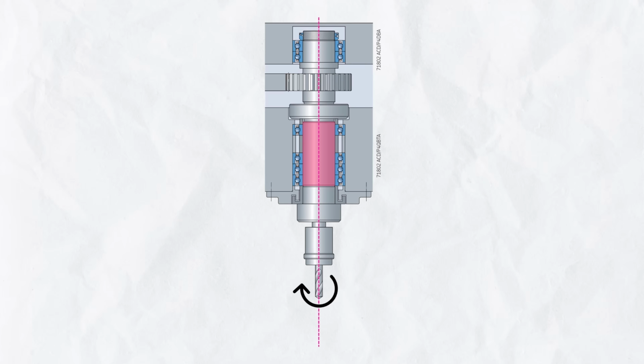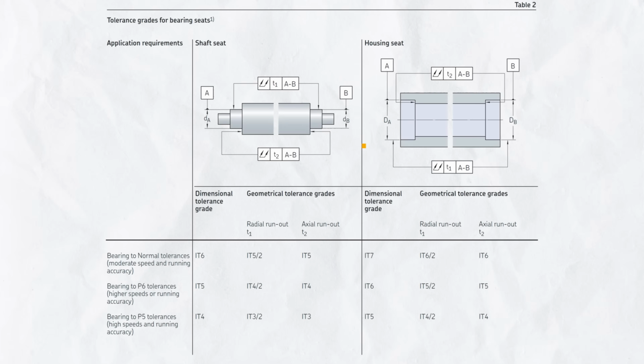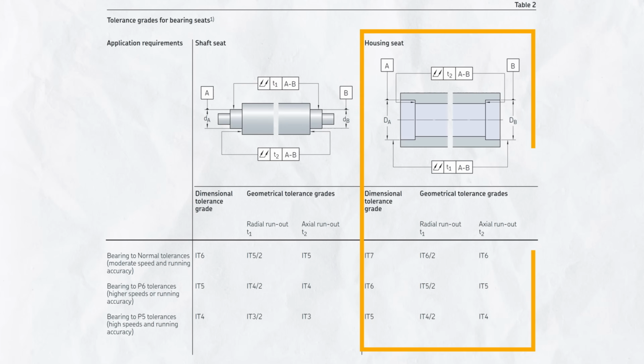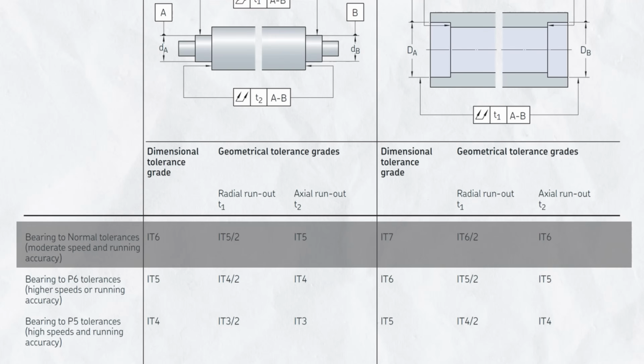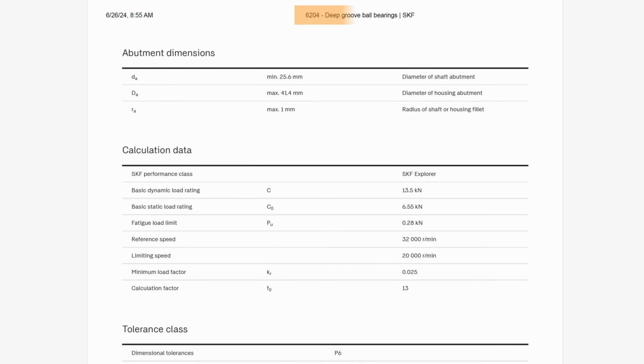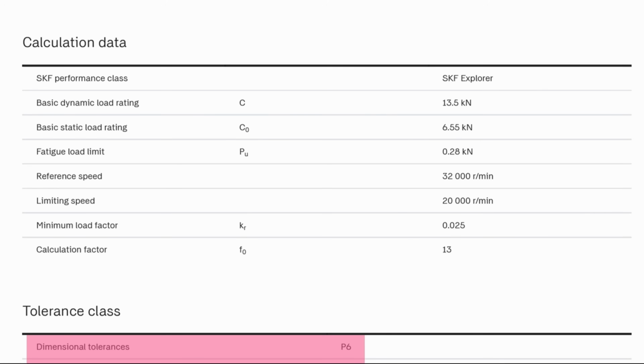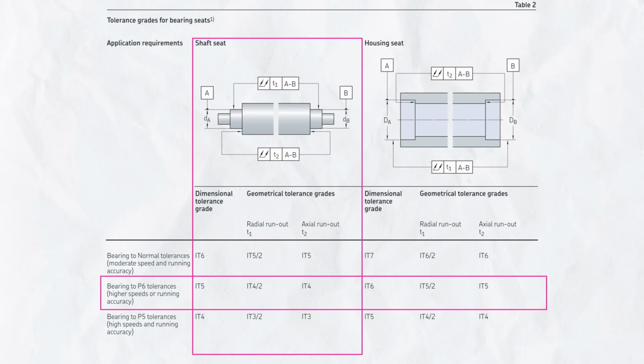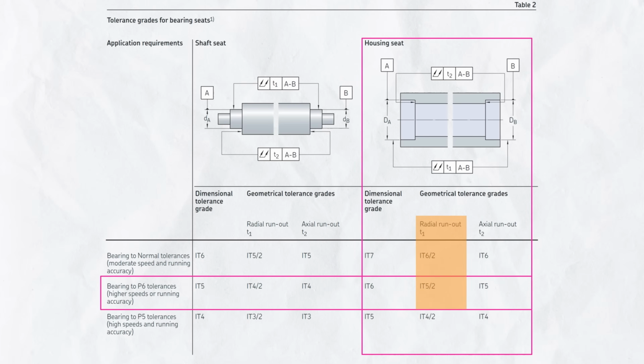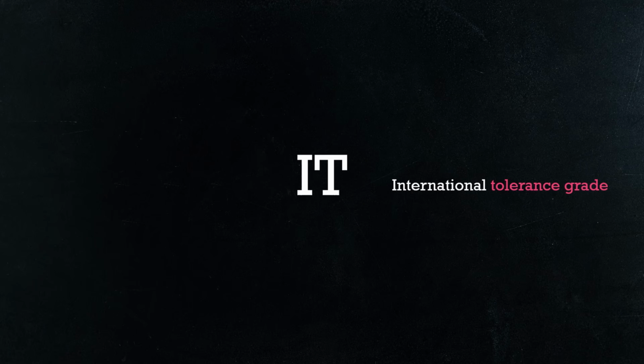And in the case of bearings, as bearings rotate around their axis, we control bearing total runout as per the bearing precision grade. And this is the table. This is for the shaft seat and this is for the housing seat. This row is for normal grade bearings, this is for P6 grade and this is for P5. For example, as the 6204 bearing precision grade is P6, this will fall in these rows. For the shaft: radial runout IT4 by 2, axial runout IT4, and for the housing IT5 by 2 total radial runout, and IT5 for the axial runout.